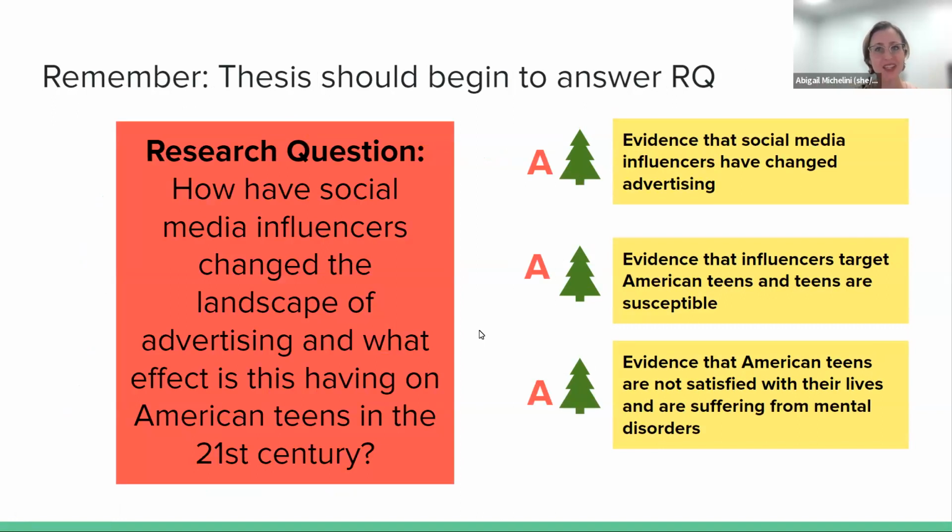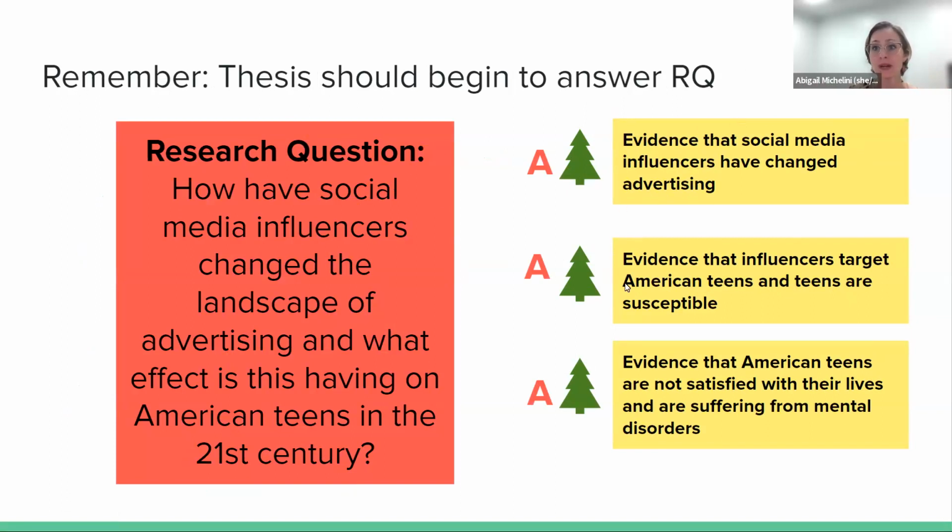Also, the other thing that you want to do is make sure that you go back and answer your research question with your thesis. So if you have your research question, like how have social media influencers changed the landscape of advertising and what effect is this having on American teens in the 21st century? Components of your thesis should start to answer this, right? How have they changed it?